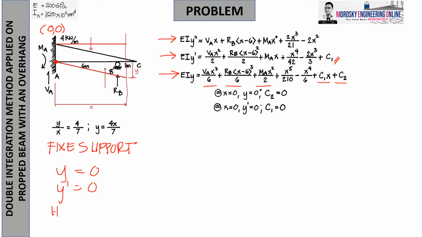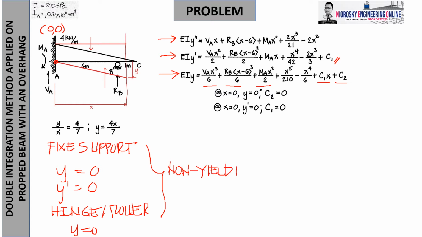While at the hinge or roller, the property is the same as discussed before: y is only 0. The base assumption is that the support is non-yielding. If it is yielding, the settlement should be specified, or the property is a spring whose stiffness is provided. At the fixed support, the properties should be past tense. So therefore, we will find out that C2 and C1 are both 0.